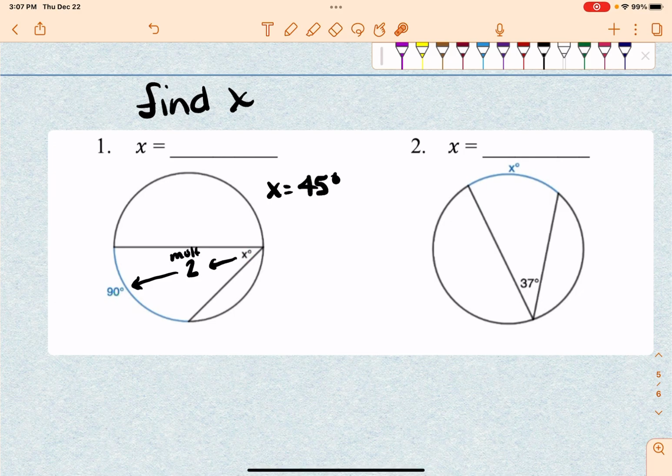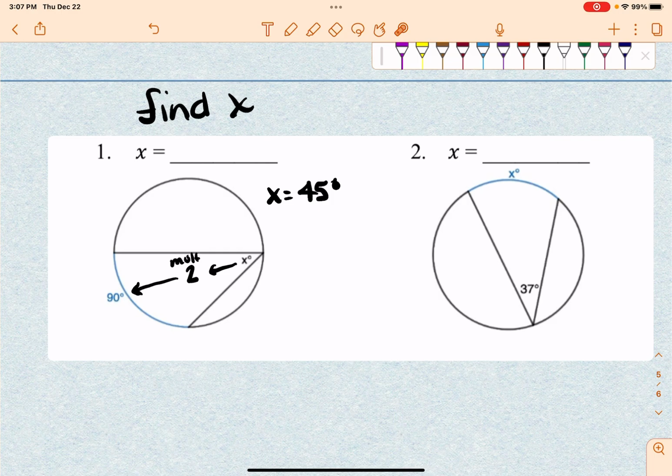Either way works. On this one, they give you the angle measurement of 37. To get out here, though, I'm going to have to multiply it by 2. So that means it's going to be 74 degrees.